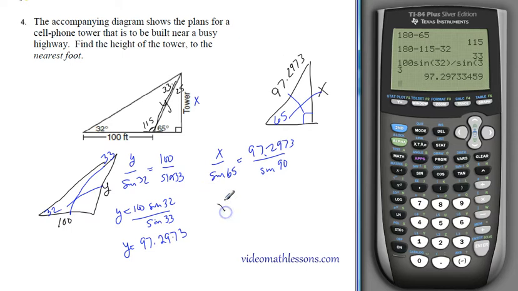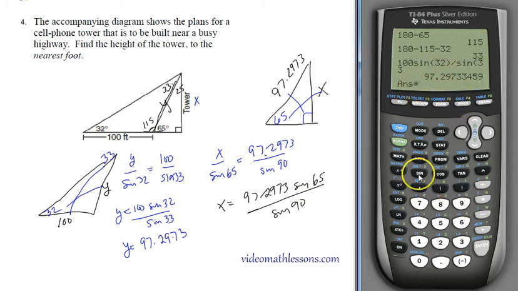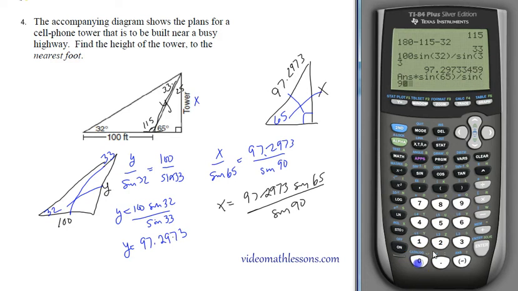You're going to crisscross multiply. And you will eventually get to 97.2973 times sine 65 over sine 90. So I have the answer already. So now I'm just going to hit times. So it says answer, sine 65, close parentheses, divide by sine 90. And in reality, the sine of 90 is really 1. It doesn't do anything, but just follow the method. It works.